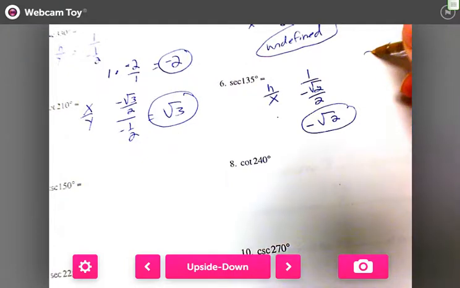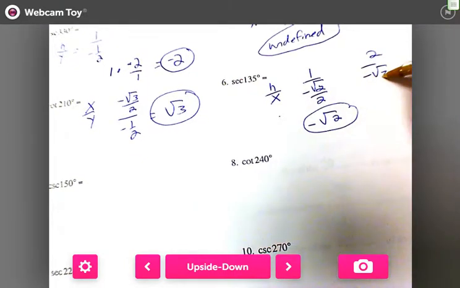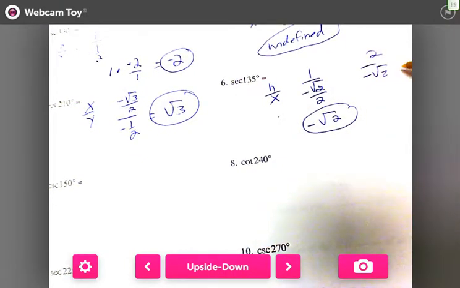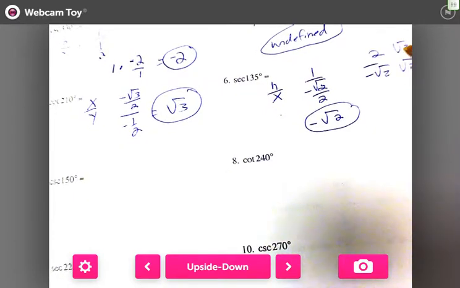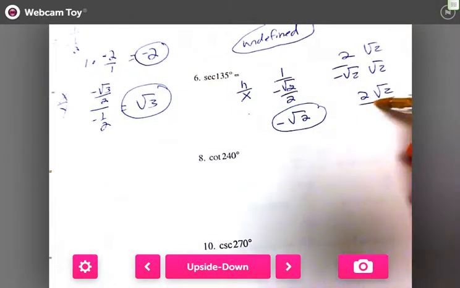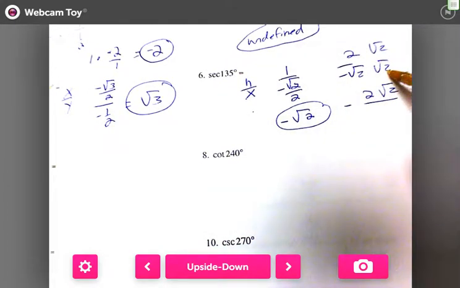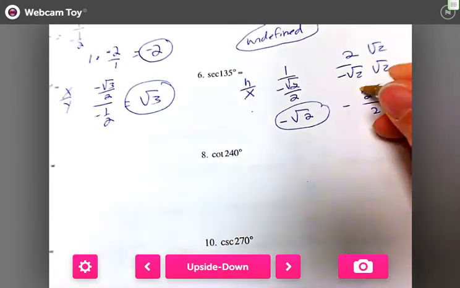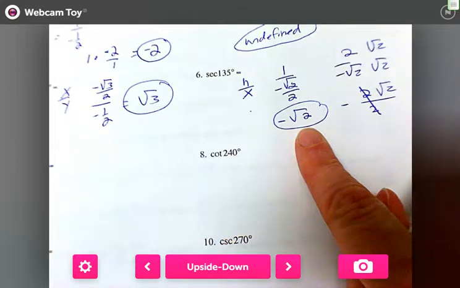Because you go 2 over negative square root 2, can you have a square root on the bottom? Multiply top and bottom by square root 2. You get 2 square root 2. There's a negative in front. 2 times 2 is 4. Square root of 4 is 2. These cancel and I get square root 2.